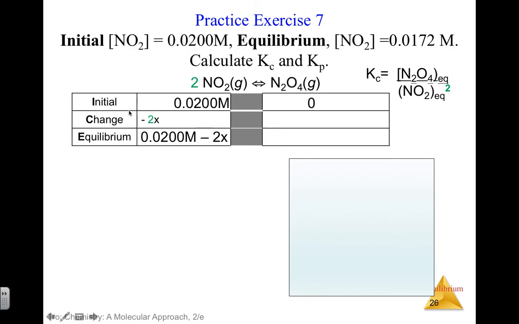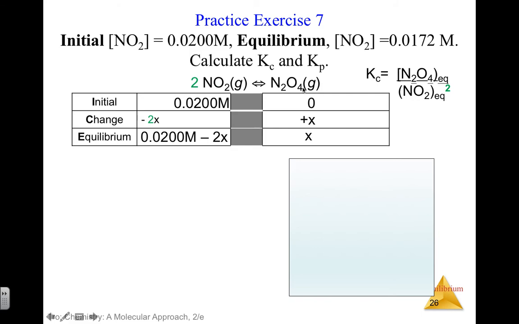Now on the next step, our change. Minus 2 because of the coefficient. So minus 2x for the reactants. What will it be for the products? Plus, because you're going to use up reactants and make products, so we'll make more of this. Plus x. Again, there's no coefficient here because this coefficient is 1. Equilibrium, I plus C equals E. 0.02 minus 2x is our equilibrium. Over here, 0 plus x, so that ends up just as x. Okay, icebox recap.